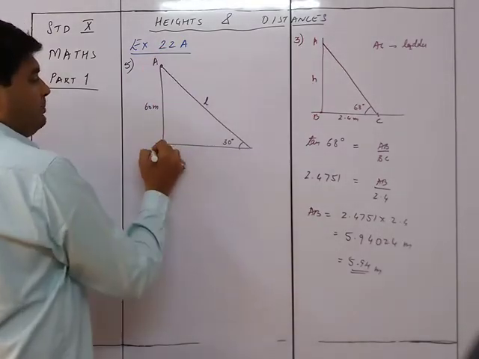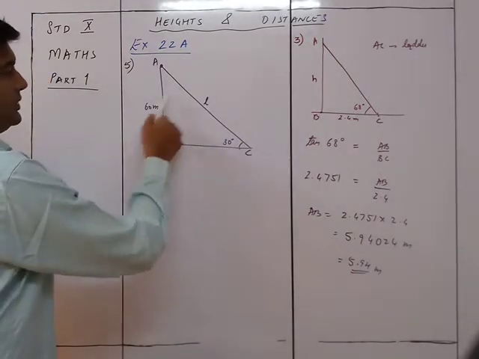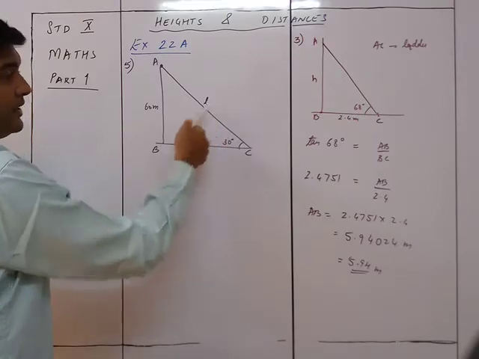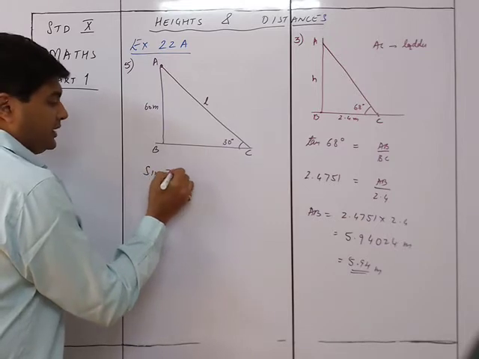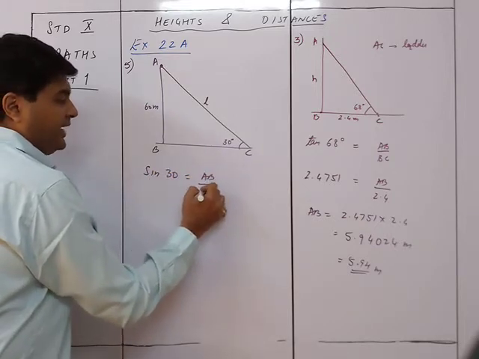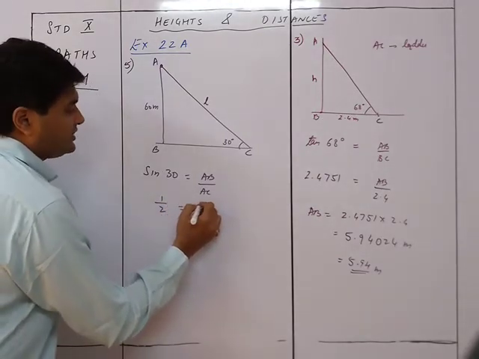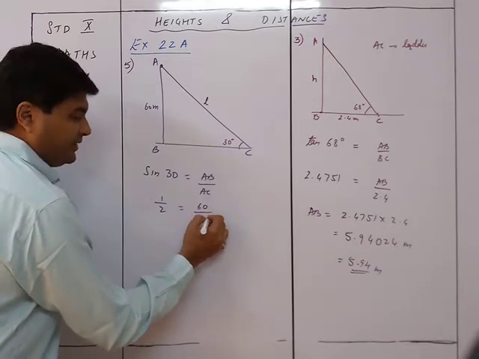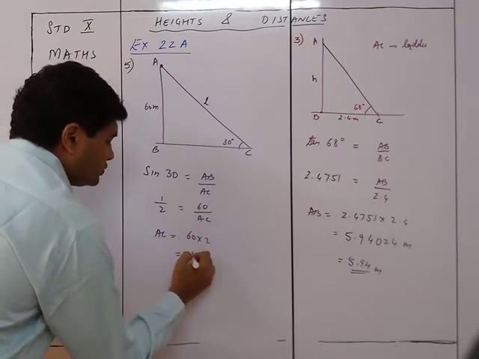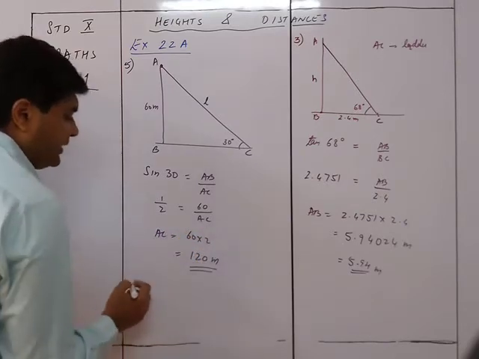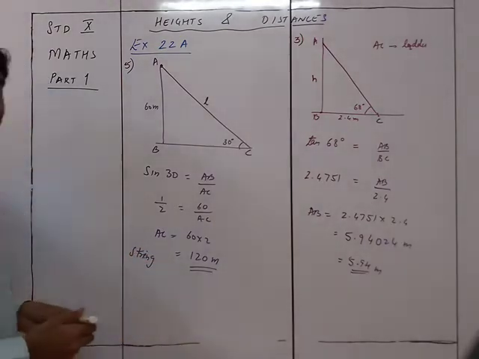We can call this A, B and C for convenience. Accordingly, you can see that this is 30 degrees, so this will be opposite side over hypotenuse, that is sine 30. So sine 30 is equal to AB upon AC. Sine 30 is 1 upon 2, equal to AB, which is 60, upon AC. So AC is equal to 60 into 2, which is 120 meters. So the length of the string required is 120 meters.